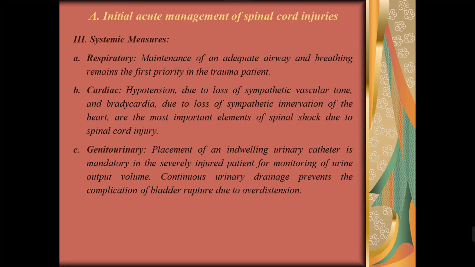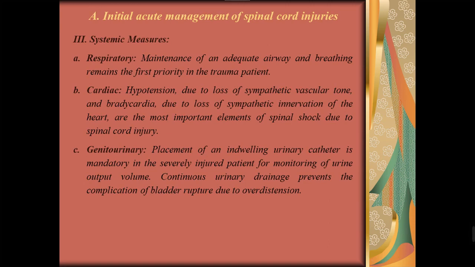Also, in the initial acute management of spinal cord injuries, systemic measures regarding respiratory, cardiac, and genitourinary. Respiratory: maintenance of adequate airway and breathing remains the first priority in the trauma patient, as we know that ABC are first priority in any trauma patients.